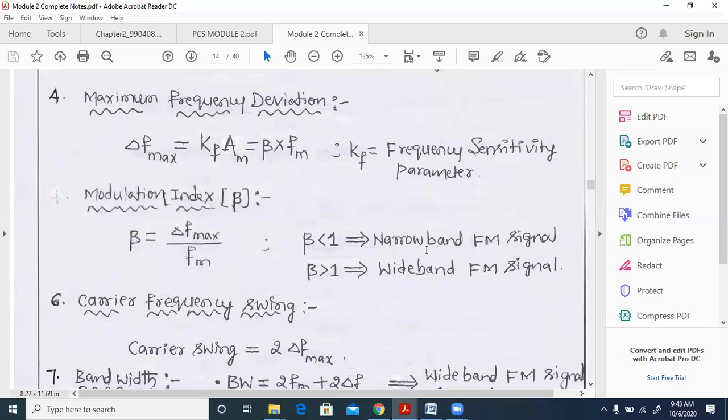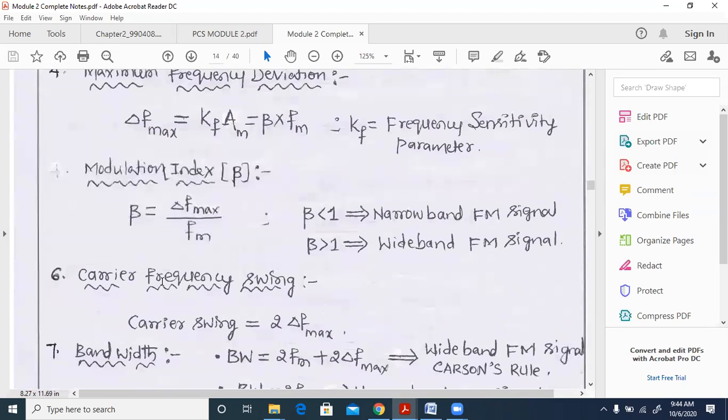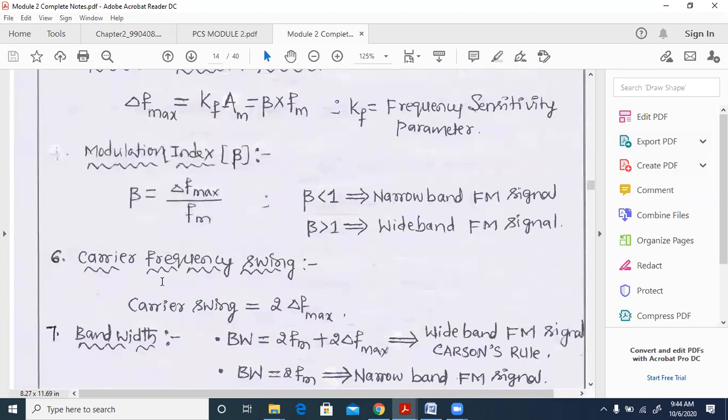Now you can have beta less than 1. When beta is less than 1, it is known as narrow band frequency modulated signal. If beta is greater than 1, then it is known as wide band frequency modulated signal. The carrier frequency swing is known as 2 del f max. That is, deviation is del f max; if you take the deviation on both the sides, then that will become the frequency swing. Then you have the bandwidth. Bandwidth will be 2 fm plus 2 del f max.